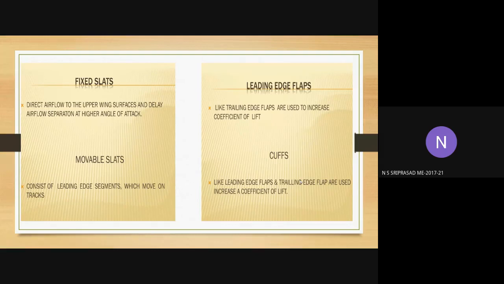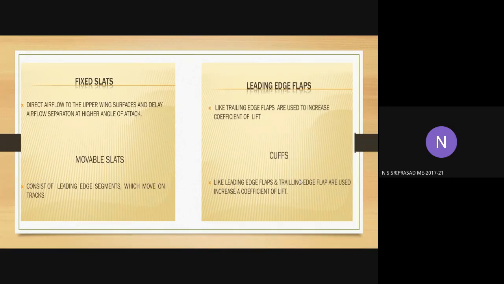Now like how you have flaps on the trailing edge, can someone tell me what I mean by slats? Okay, slats are going to be fixed on the leading edge. Can someone tell me what is the leading edge? Frontal part of the wing. Yes, good. So the front part of the wing is going to have something called slats.